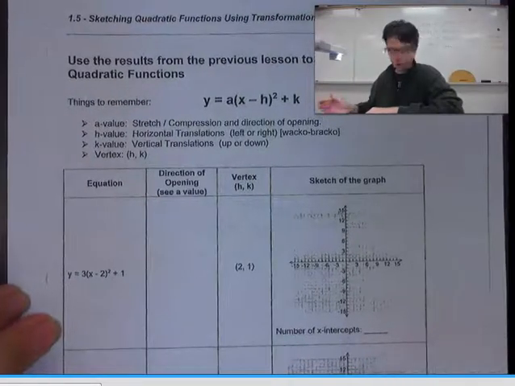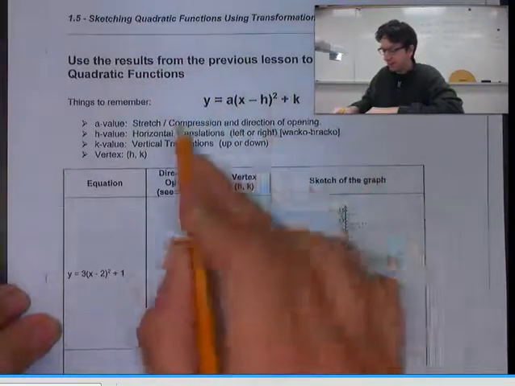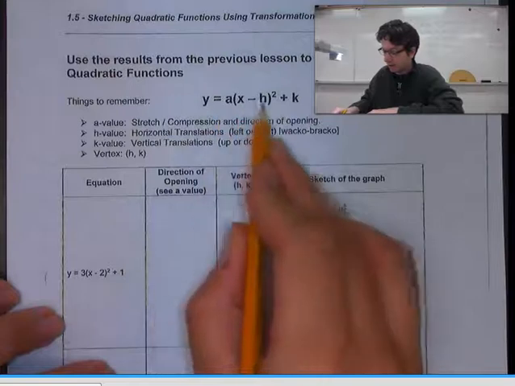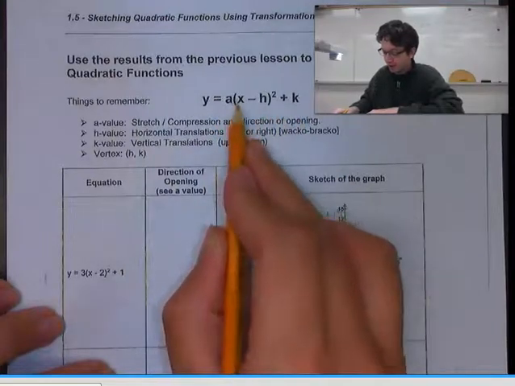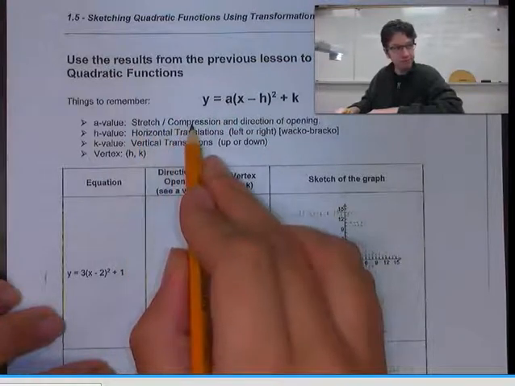All right, so just a recap. Here is our quadratic equation in vertex form. And we had three different translations. We had either A, which was a vertical stretch or compression.